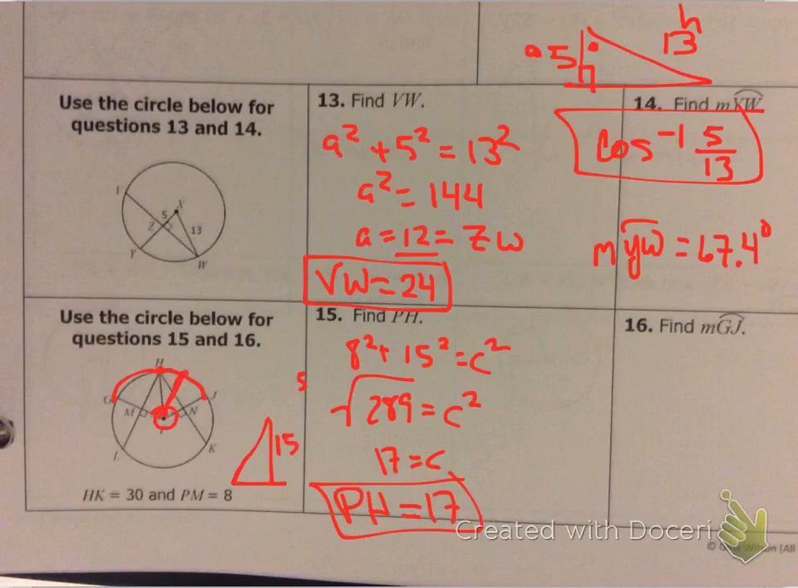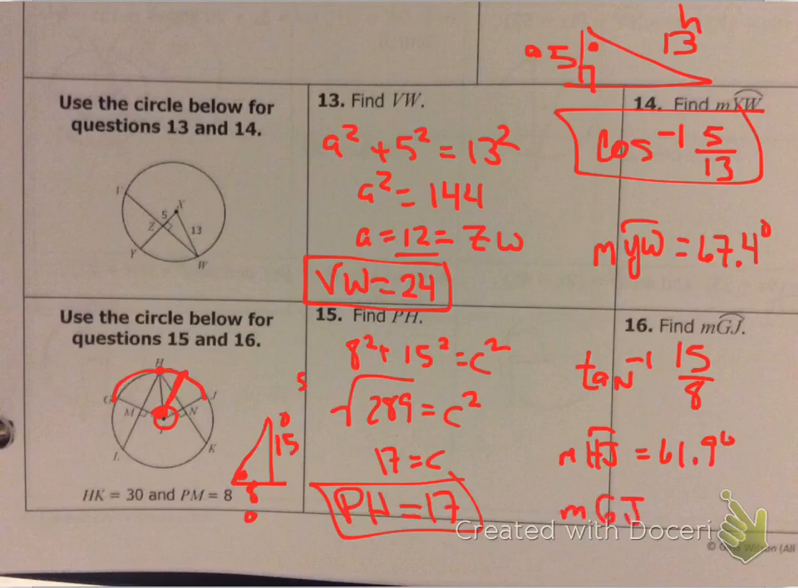I had 15 and 8. That was adjacent and opposite. So that means I'm using tangent. So tangent inverse, opposite over adjacent. You type that in, you're going to get that HJ measurement is about 61.9 degrees. And then if you double that, that will give you GJ, 123.9 degrees. So keep that in mind. That should hopefully get you through those, and you can go from there. All right.